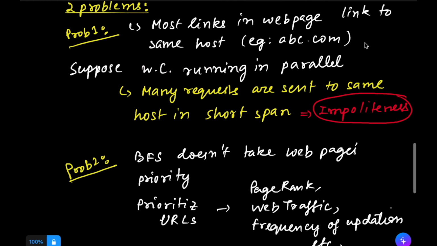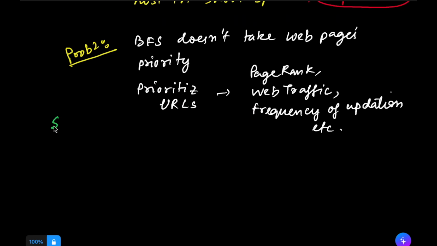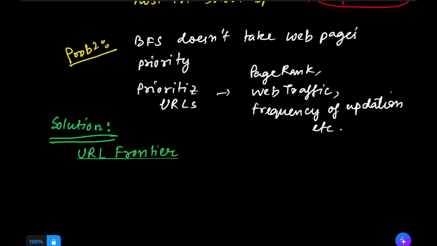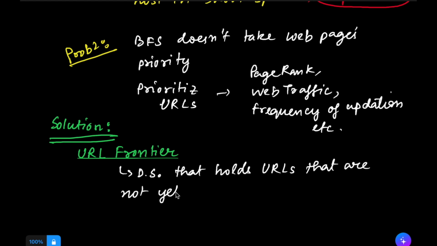To solve these two problems which we encountered, impoliteness and priority, we have the data structure which we discussed in the high level view, that is the URL frontier. So how does the URL frontier help us? What is the URL frontier? We also discussed it in the previous video. It is a data structure that holds URLs that are not yet downloaded. So how does the URL frontier help us?